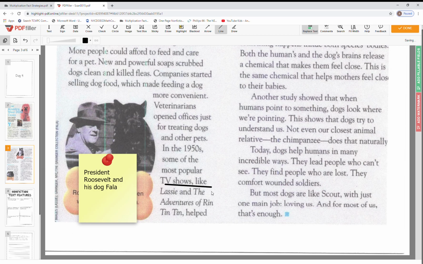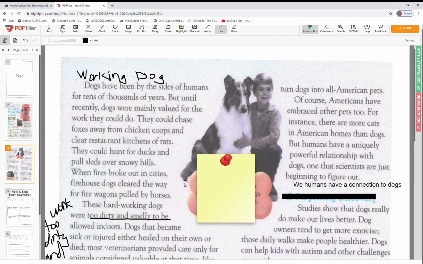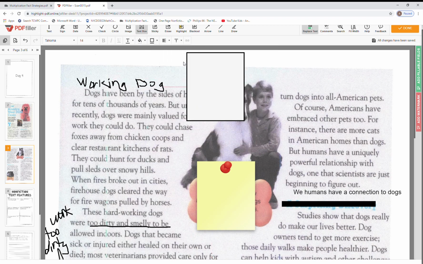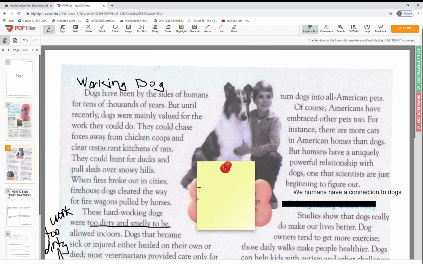Here's the shows like Lassie, but you guys are too young to understand that this is Lassie, okay? This was actually a TV show that was around way before Miss Jordan was a kid, but we watched it a lot. So now we're going to type in who this is. This is Lassie, and it says it helped turn dogs into all American pets.